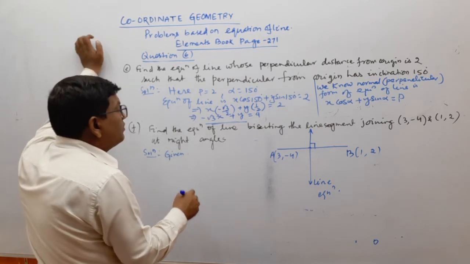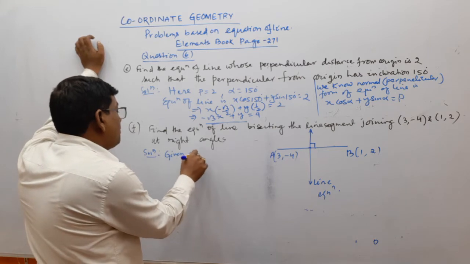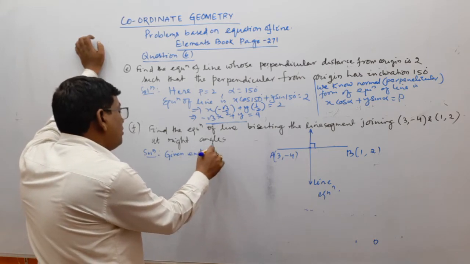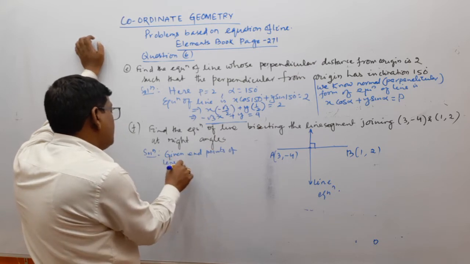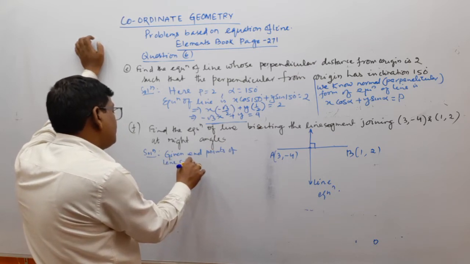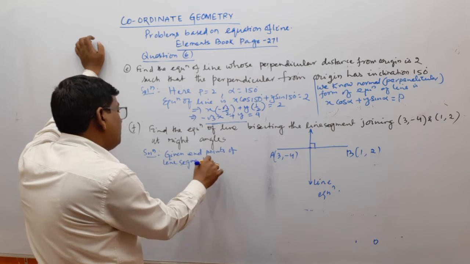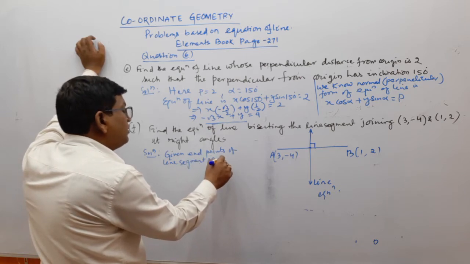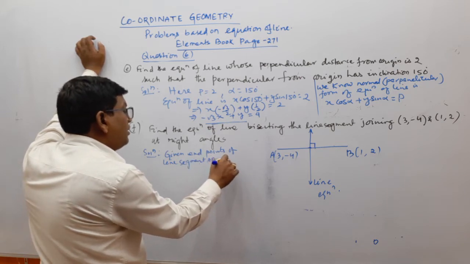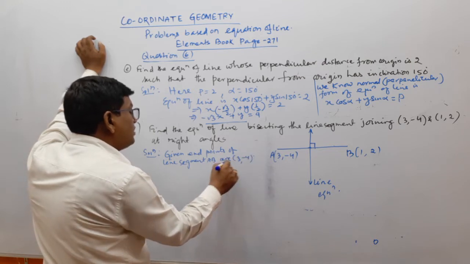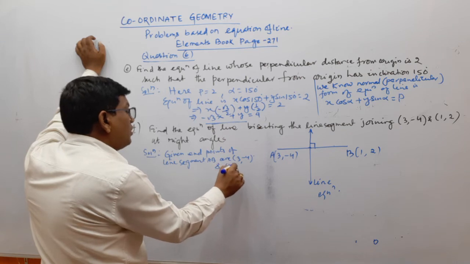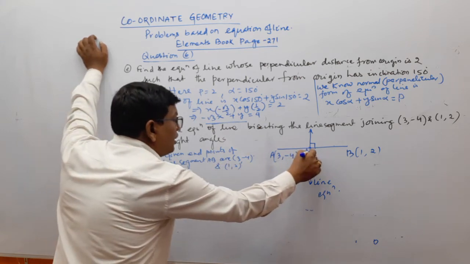Given, the endpoints of line segment AB are 3, -4 and 1, 2. Suppose this is the midpoint M.